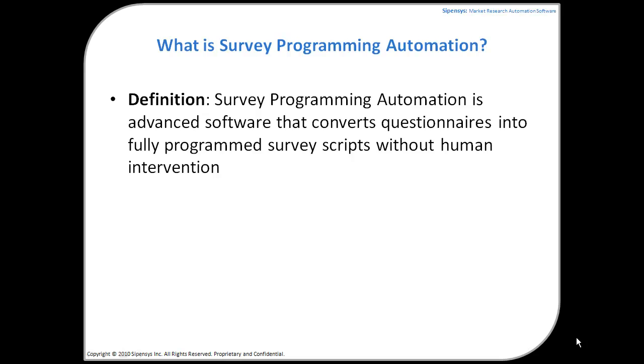So what exactly is survey programming automation? Survey programming automation is a new, simplified method of survey programming that does not require a human programmer. In practical terms, survey programming automation is a single button that is added to the questionnaire authoring tool, where programming involves nothing more than a single click of the mouse.